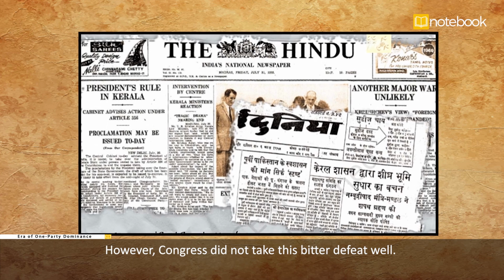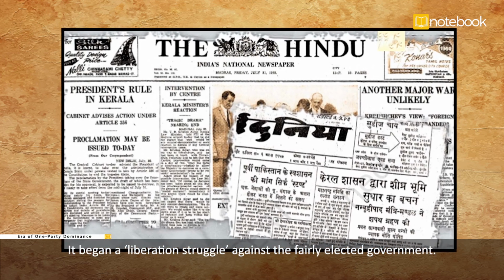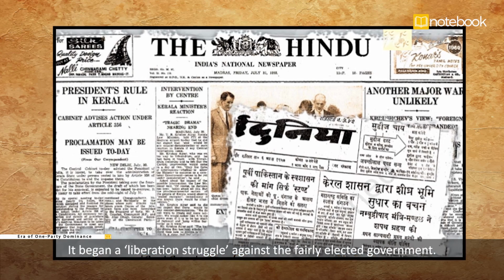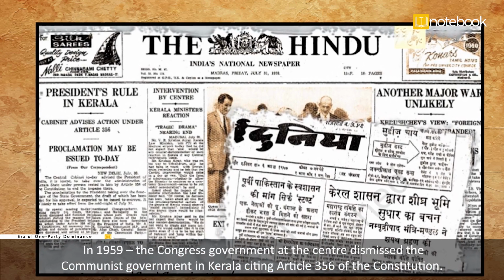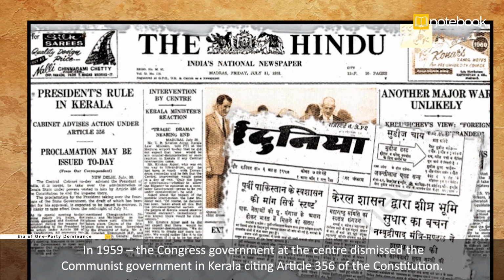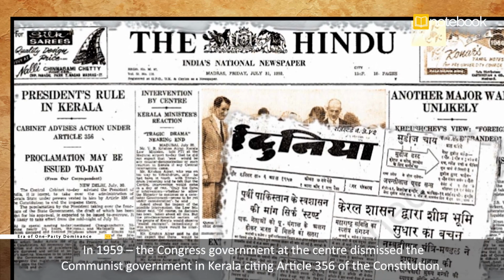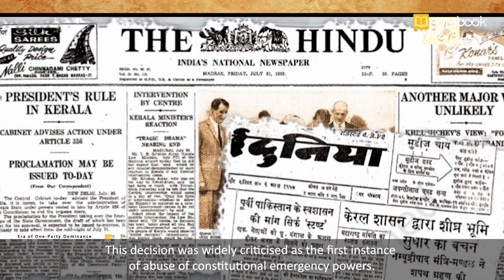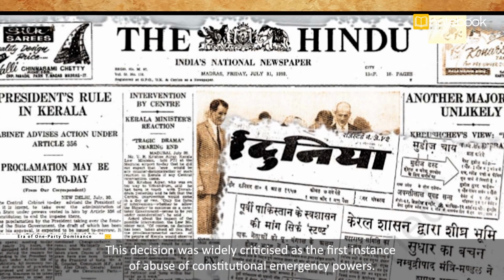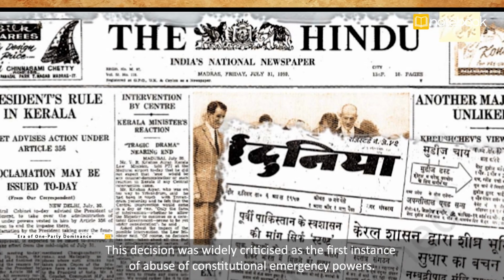However, Congress did not take this bitter defeat well. It began a liberation struggle against the fairly elected government. In 1959, the Congress government at the center dismissed the communist government in Kerala, citing Article 356 of the Constitution. This decision was widely criticized as the first instance of abuse of constitutional emergency powers.